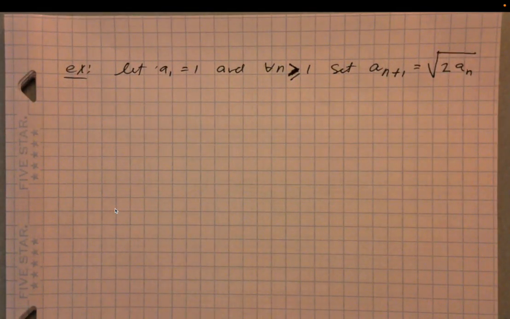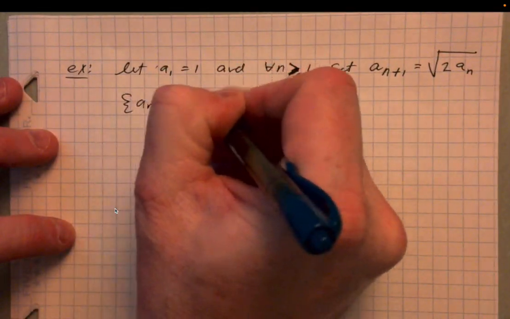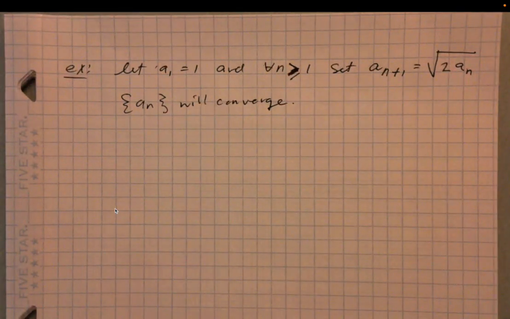Okay, and this sequence will converge. And what we can do here is we can show that the sequence a sub n is monotone increasing and bounded above. And the implication will be that it converges.